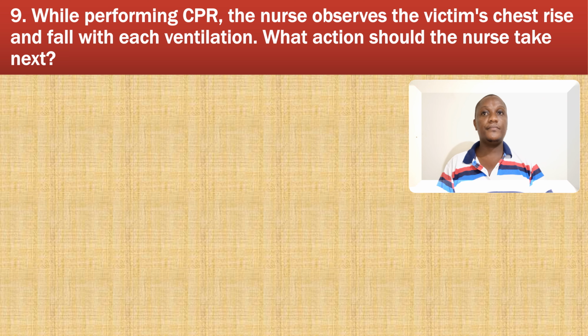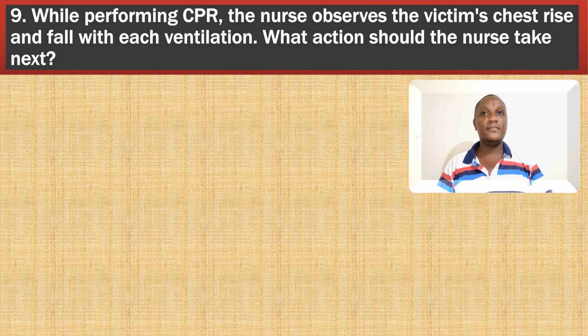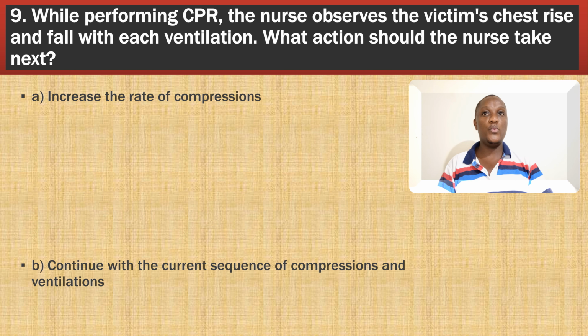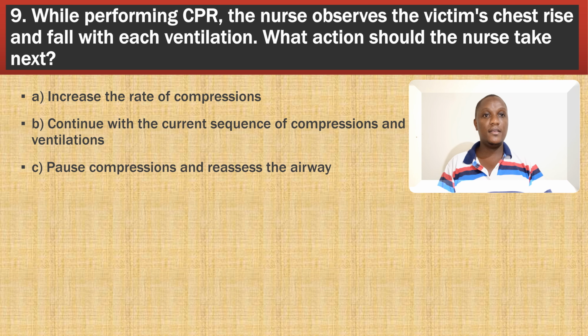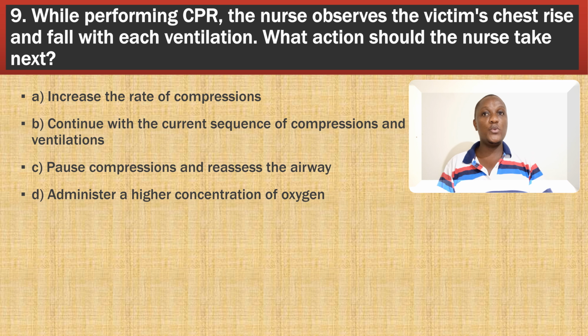Question 9. While performing CPR, the nurse observes the victim's chest rise and fall with each ventilation. What action should the nurse take next? A. Increase the rate of compressions. B. Continue with the current sequence of compressions and ventilations. C. Pause compressions and reassess the airway. D. Administer a higher concentration of oxygen. Pick your answer.